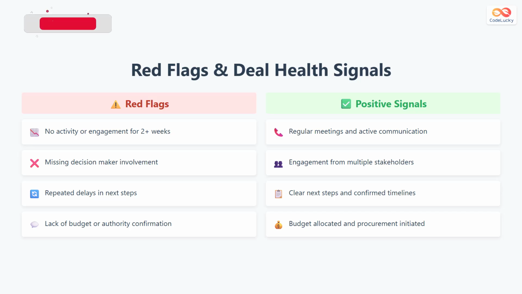Learn to spot warning signs that indicate deal trouble and positive signals that indicate momentum. Red flags include no activity or engagement for 2 or more weeks, which suggests the customer has lost interest. Another red flag is missing decision-maker involvement. If you're only talking to one person and haven't engaged the actual decision-makers, the deal is at risk. Repeated delays in next steps signal hesitation or internal obstacles. Finally, lack of budget or authority confirmation means the customer hasn't committed resources.